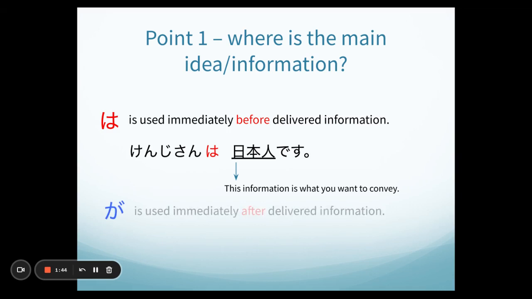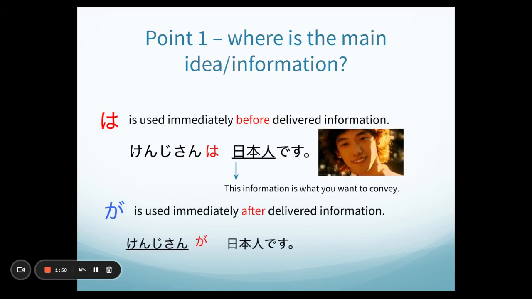Whereas ga is used immediately after delivered information. Kenji-san ga Nihonjin desu. I'm just showing this photo. Let's say, oh, he's Japanese. And then you're already looking at this photo, so, yeah, Japanese. You can actually skip Kenji-san wa and Nihonjin desu, right?